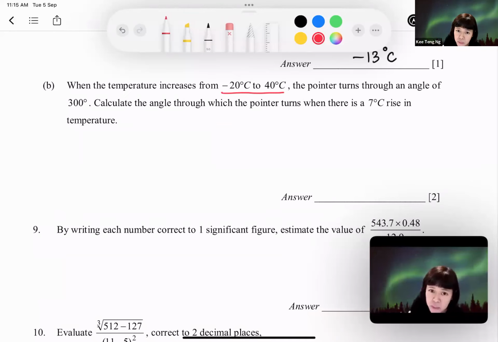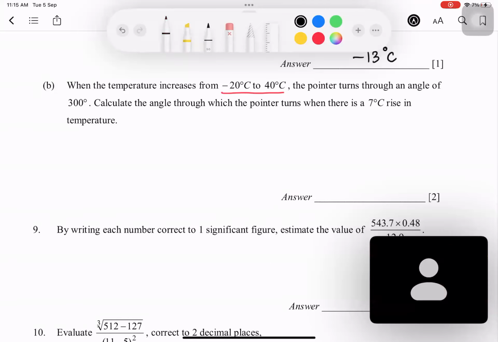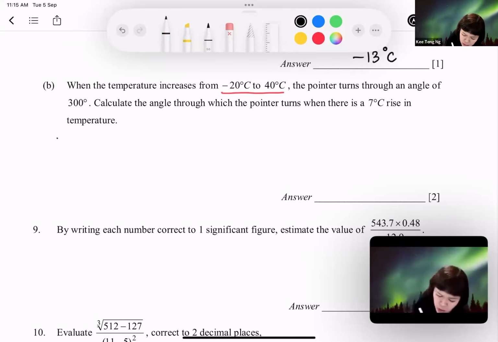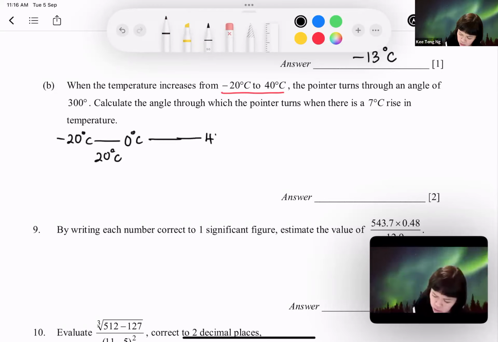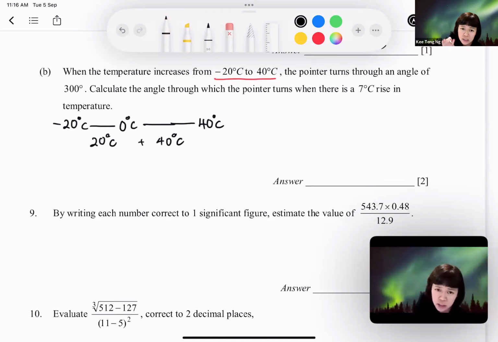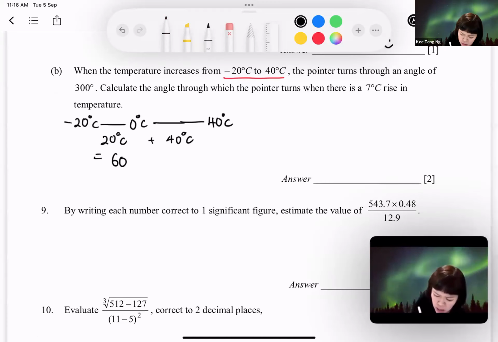How many people say only change by 20 degrees Celsius? Anyone say change by 20? 40? Is 40? Change by 60. Yes, change by 60. From negative 20, I must change to 0 degrees Celsius. This one I already got 20 degrees Celsius. Then change to another 40 degrees Celsius again. I add another 40 degrees Celsius. So the temperature change is actually 60 degrees Celsius.